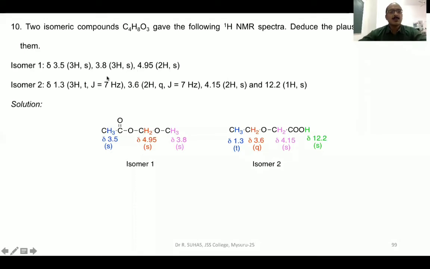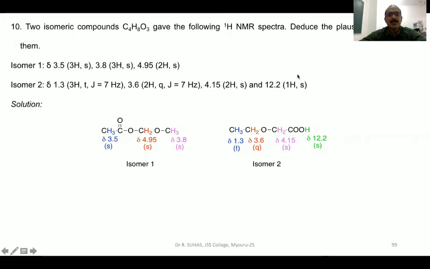The next isomer, he is telling there are 1, 2, 3, 4 different types of protons, but having the same molecular formula, different structures. That's why they are called structural isomers. Delta 1.3 3H triplet J is equal to 7 Hertz, 3.6 2H quartet J is equal to 7 Hertz, 4.15 2H singlet, 12.2 1H singlet.